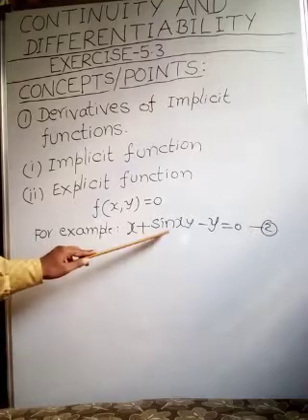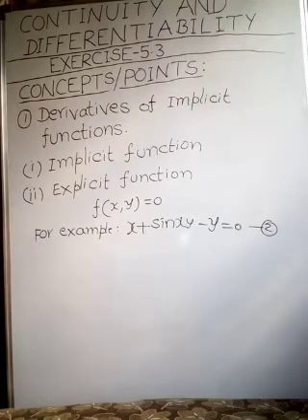Whereas in the second case, in the second equation, it is not possible to write the value of y in terms of x. So in the second case, we say that y is a function of x implicitly, and the relationship of the second type is an implicit function. Okay, my dear children, understood the difference between explicit function and implicit function?